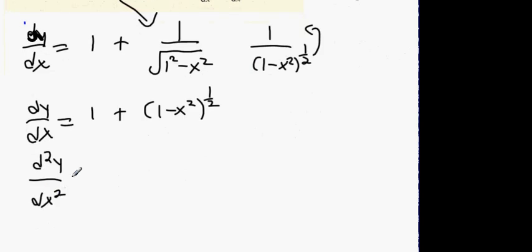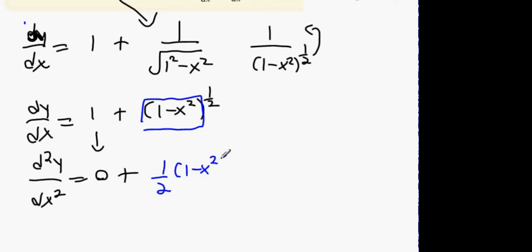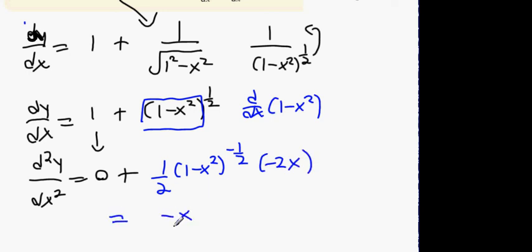When I differentiate 1, it turns into 0. This is a chain rule, and because it's a chain rule, this is safe. It will be in the next step. It's going to be a half, 1 minus x squared to the power of minus a half. Then differentiate what's in the brackets. What happens when you differentiate what's there? Minus 2x. And then look what happens. It's going to be minus x divided by 1 minus x.